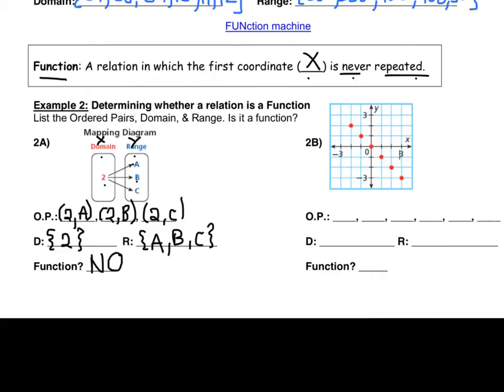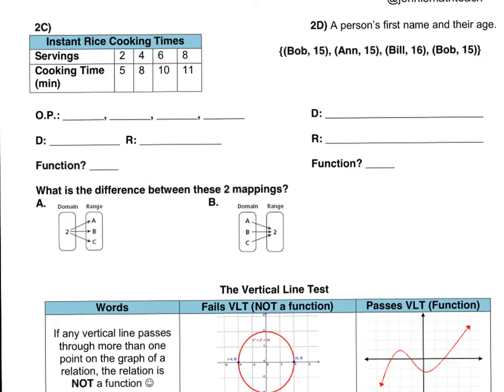Let's see if you can do B. I'll start you off on 2C. To get the ordered pairs, we're looking at a table. So again, the top values are the x's and the bottom are the y's. So I'll list the ordered pairs. To cook 2 servings of rice, you need to cook it for 5 minutes. You can keep filling out the rest of the ordered pairs, write the domain and range, and I can tell just by looking at the numbers in that top row, 2, 4, 6, 8, none of those numbers ever repeat, so this is a yes, this is a function.